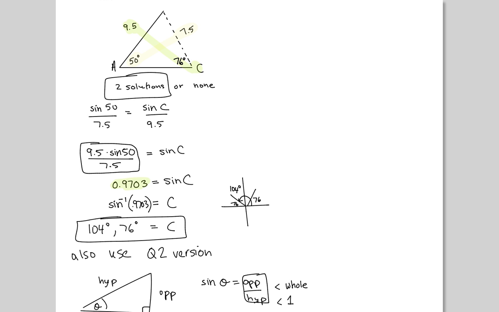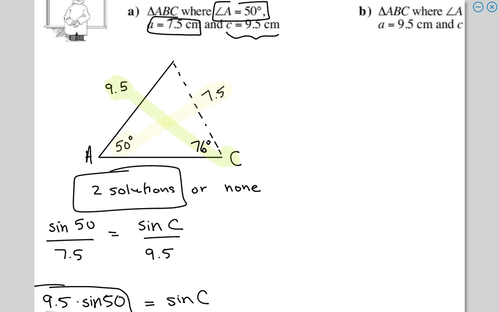So C, the way I've drawn it, it's acute. C looks acute here, so that has to be the 76 version. So then what would the top angle up there be? Up there it would be 180 minus 50 minus 76. Okay, so there's one of the triangles.